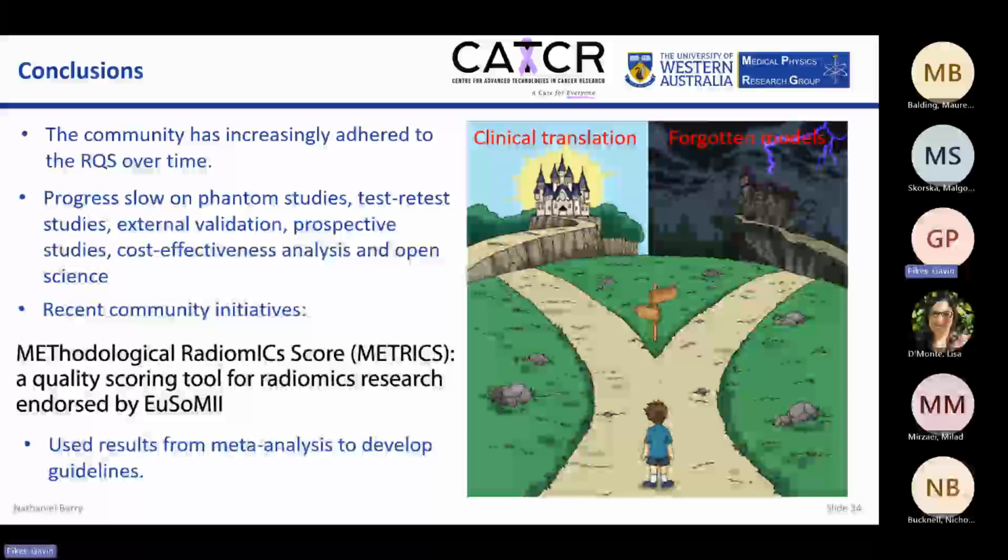So to conclude, the community is increasingly adhering to these quality scores over time, but progress is slow on things like phantom studies, test-retest studies, external validation, prospective studies, cost-effectiveness analysis, and open science, although there are recent initiatives such as the METRICS score, which appears to be trying to not really replace, but also supplement the RQS in a more conformal way. This entire analysis was very helpful for me to better understand radiomics quality and radiomics analysis, and I also thought it would be important to develop guidelines which may be useful to the community, and also guidelines that I just wish that I had at the start of my PhD.